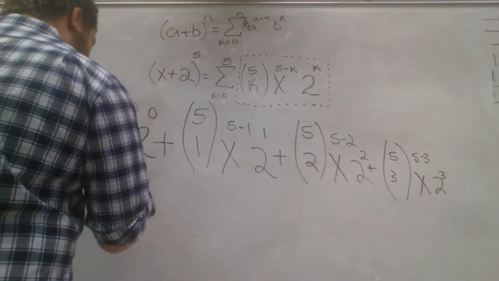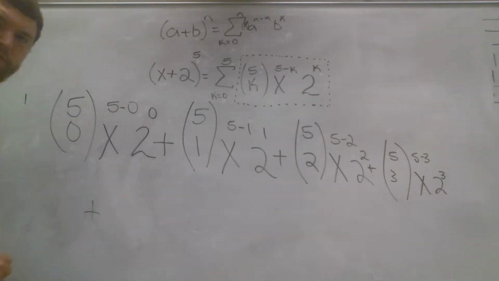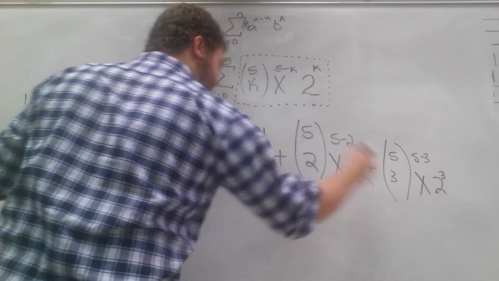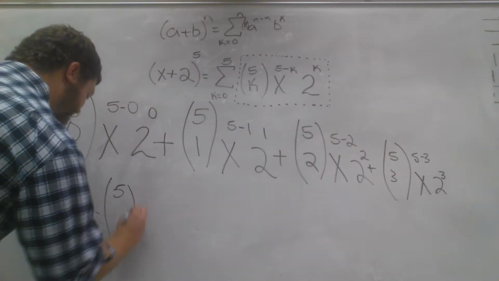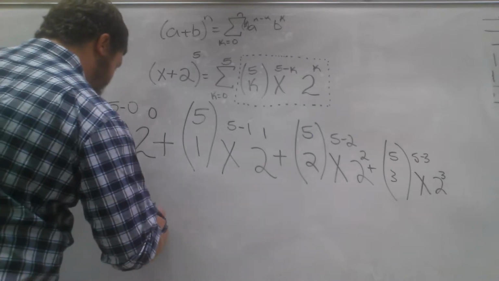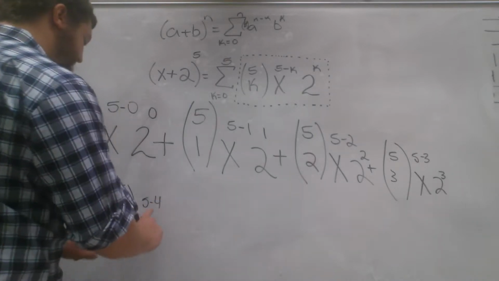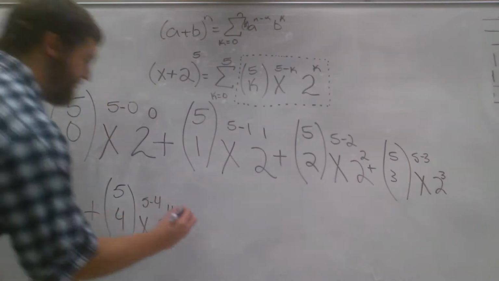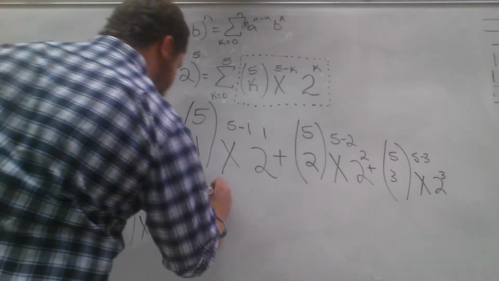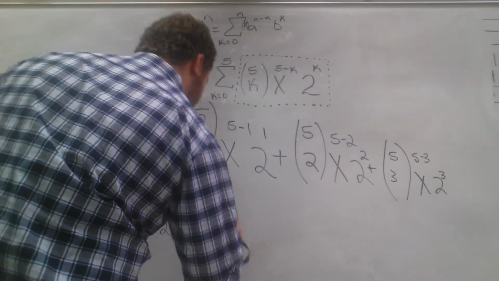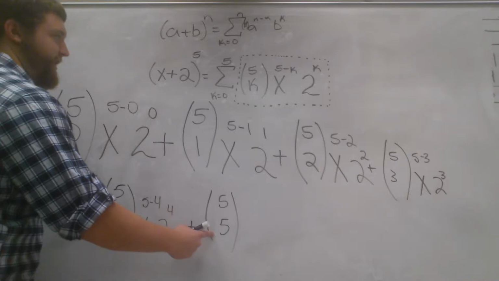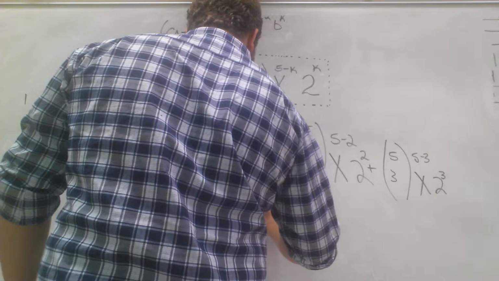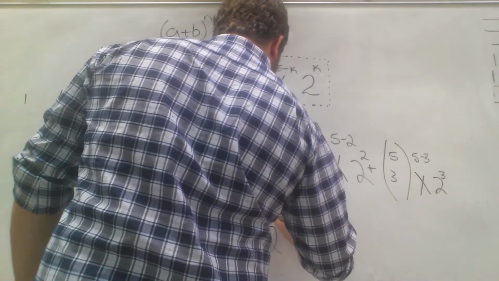Okay, we're going to move down here. Plus, so I did 0, 1, 2, 3. Now I do 4. 5 over 4. X to the 5 minus 4. Still using my k. 2 to the 4. Okay. Plus, what's my last one? 5 over 5. When I get to n over k, I stop. Okay. X to the 5 minus 5, 2 to the 5.